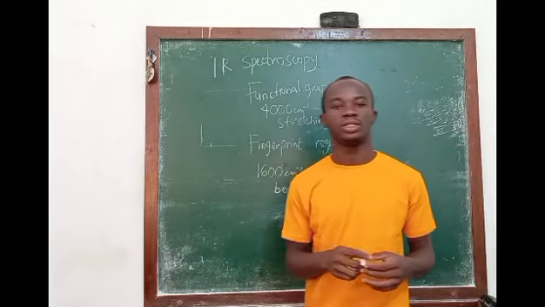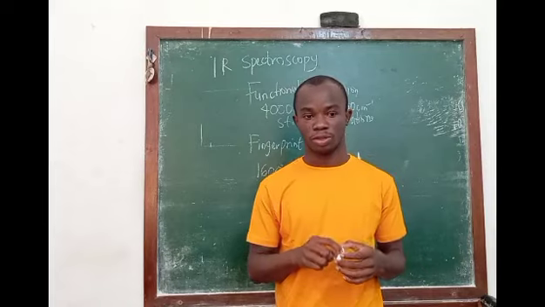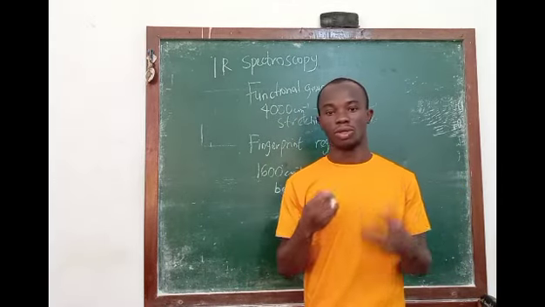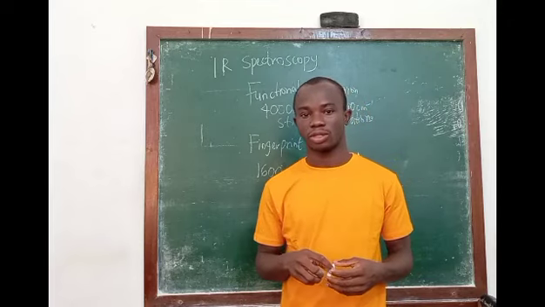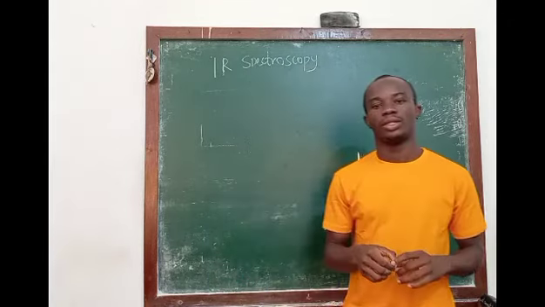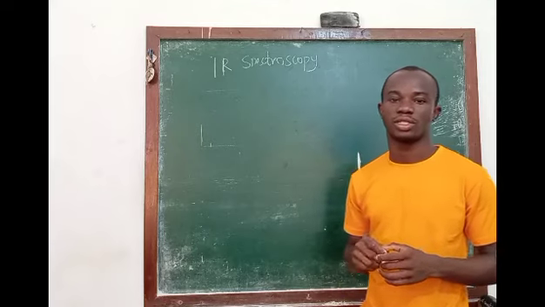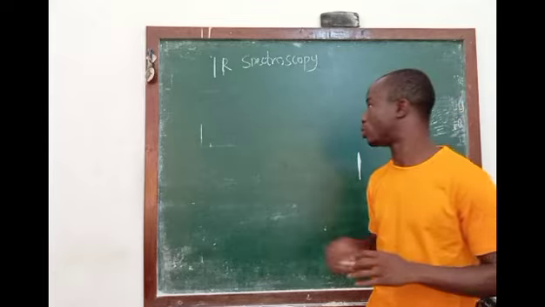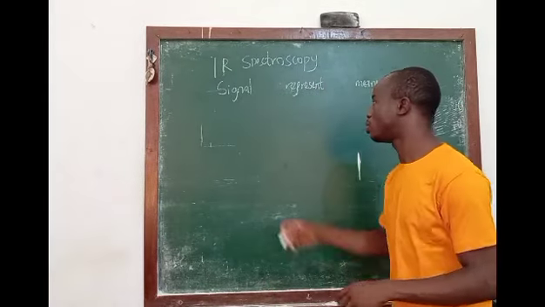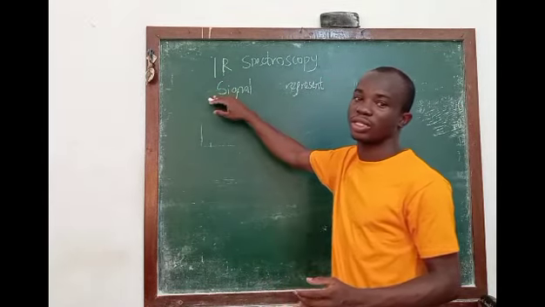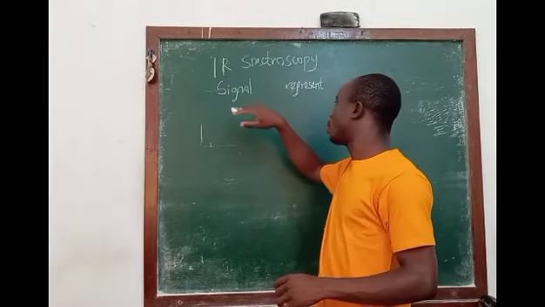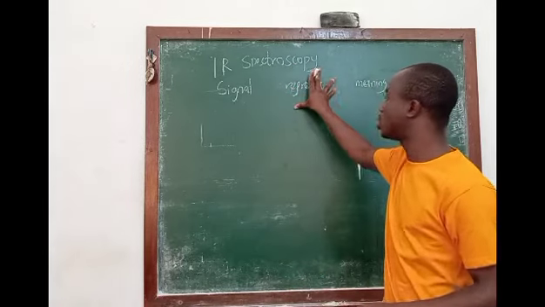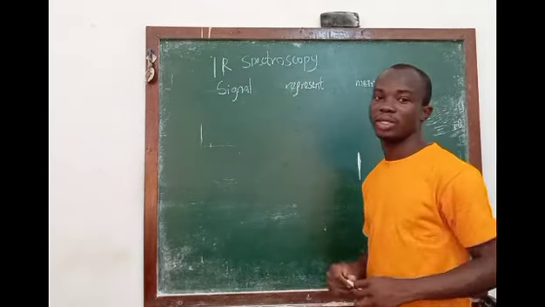So how do I read the IR spectrum? I'm going to be giving some specific things that we can always look out for anytime we are given an IR signal, so let's try to follow. These are some of the things you have to look out for in an IR spectrum. I'm going to give different signals that we can always look out for, what they represent, and their meaning.